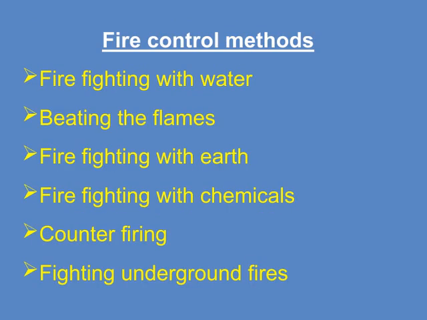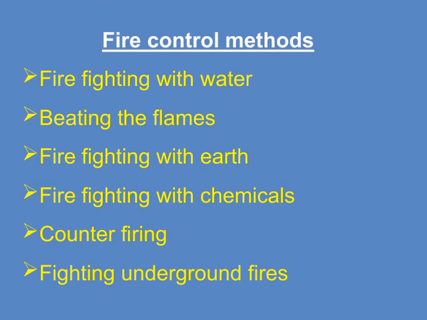Let's take a closer look at fire control methods. When it comes to firefighting with water, this is one of the most common and effective techniques, especially for Class A fires involving ordinary combustibles like wood or paper. Water cools the fire and reduces the temperature below ignition point. Next, there's beating the flames, which is often used in smaller fires or in situations where targeted suppression is needed. It involves physically smothering or knocking down flames to prevent them from spreading.